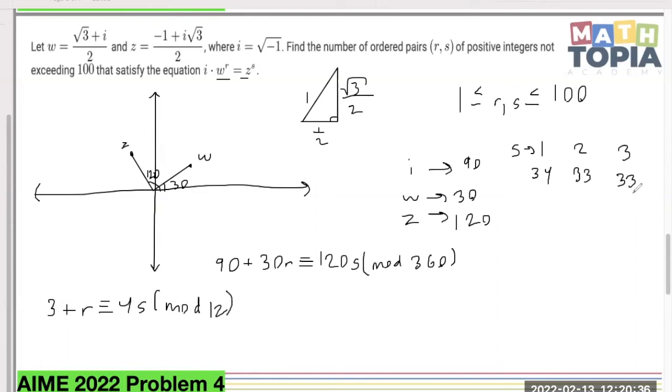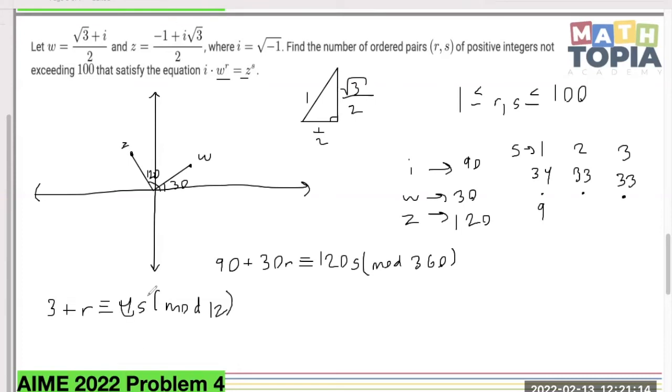So if we do it like this, in the case where S is 1 in mod 3, we get that 3 plus R has to be 4 in mod 12, which means R has to be 1 in mod 12. So that means R would have to be 1, 13, we can add 12 again and again, up until 97, which would be 12 times 8 plus 1. So this is 12 times 0 plus 1, and we're going up to 12 times 8 plus 1. So from 0 to 8, that's 9 numbers. So 9 over here.